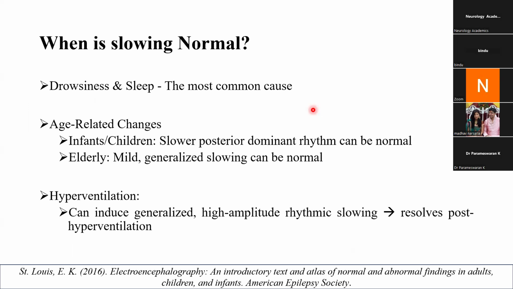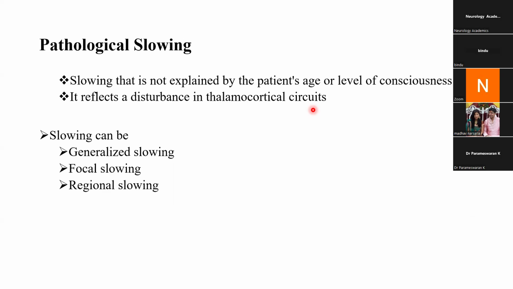So when is slowing normal? Normally, drowsiness and sleep are the most common causes of slowing, and there will be age-related changes. Like in infants and children, there will be a slower posterior dominant rhythm, and in the elderly, a mild generalized slowing can be normal. Also, hyperventilation can induce a generalized high amplitude rhythmic slowing, which results post hyperventilation.